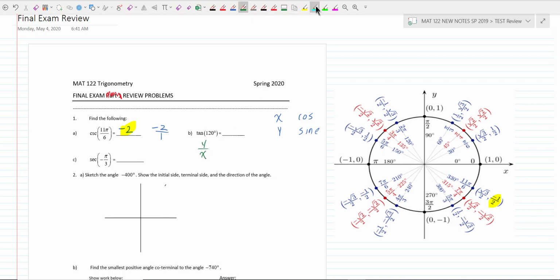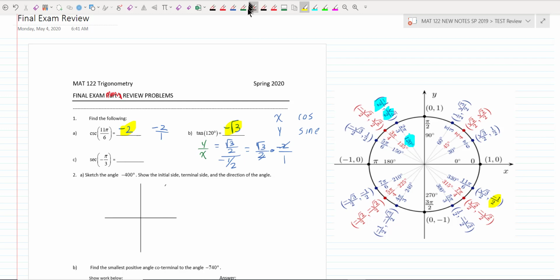So if you locate 120 degrees and locate y over x, what you would end up having is root 3 over 2 divided by negative 1/2. And the 2's cancel out, but what you're doing is dividing by a fraction, so you're really multiplying by the reciprocal. So you would end up with negative square root of 3.